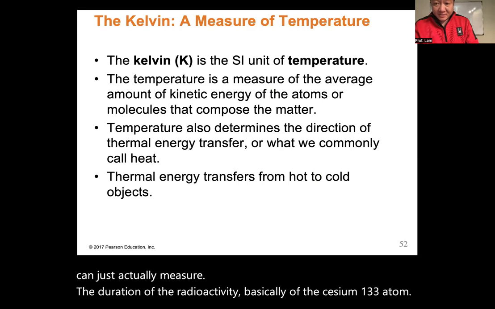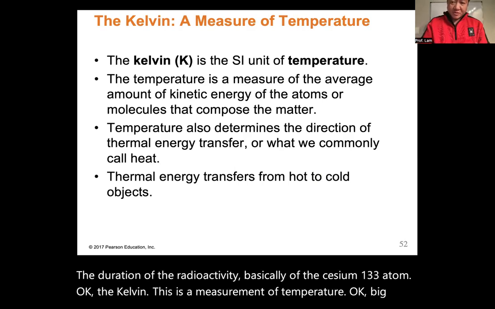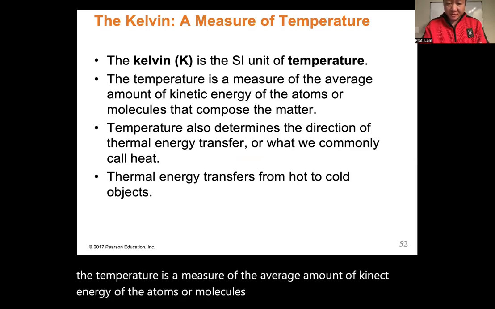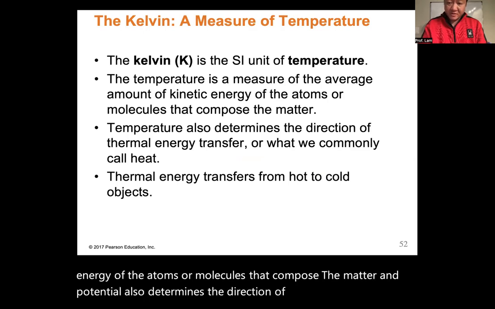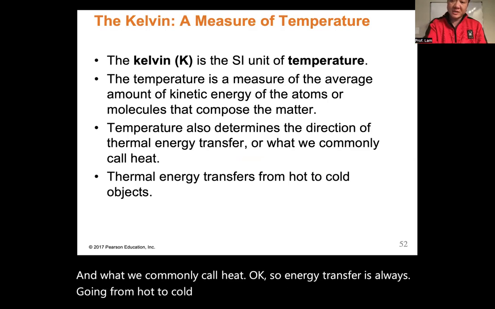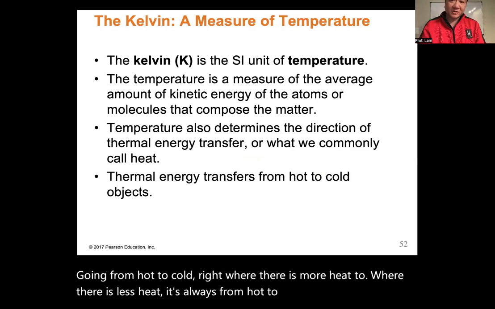Okay, the Kelvin. This is a measurement of temperature. Okay, big K. So temperature is a measure of the average amount of kinetic energy of the atoms or molecules that compose the matter. Temperature also determines the direction of thermal energy transfer, and what we commonly call heat. So energy transfer is always going from hot to cold, right? From where there is more heat to where there is less heat. It's always from hot to cold and never the other way around.